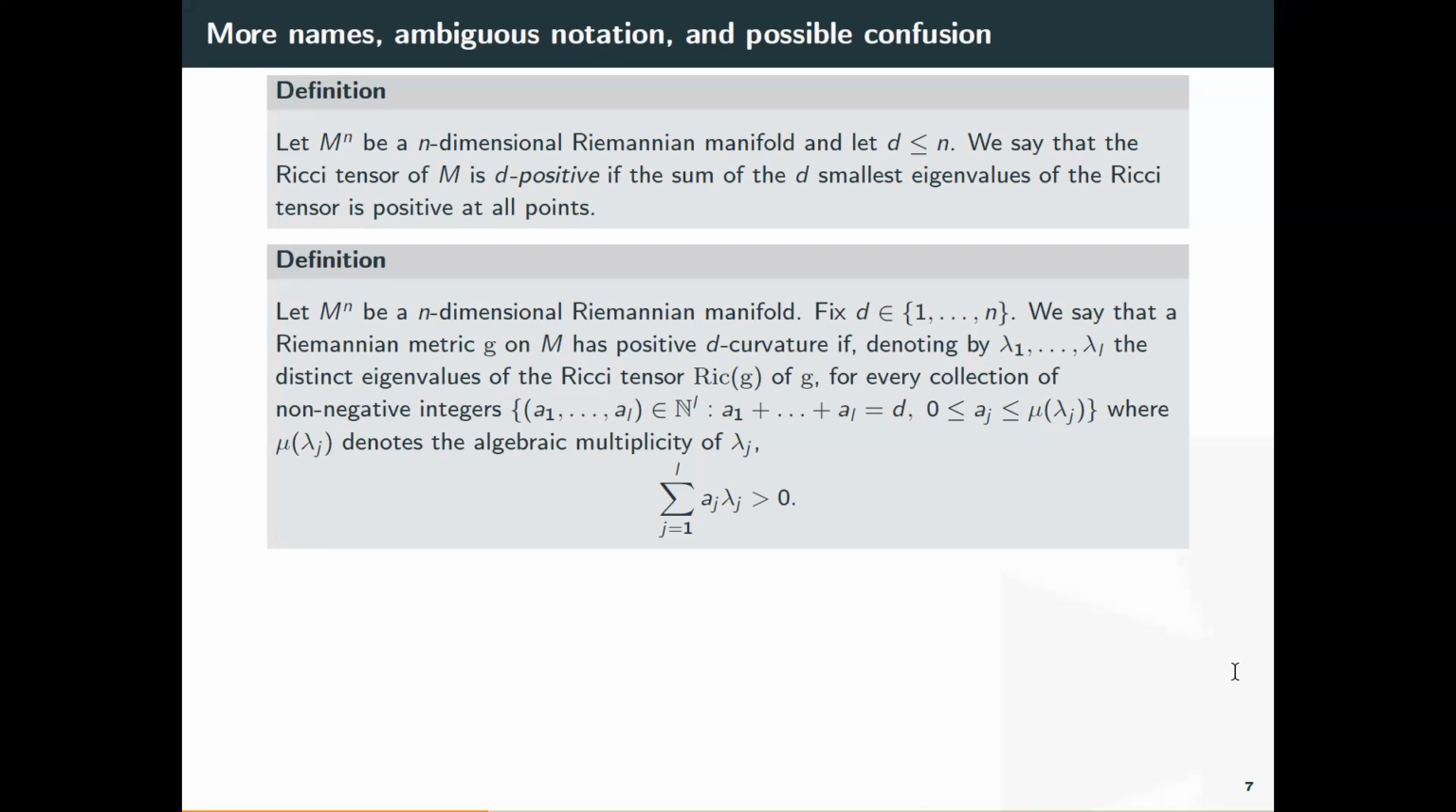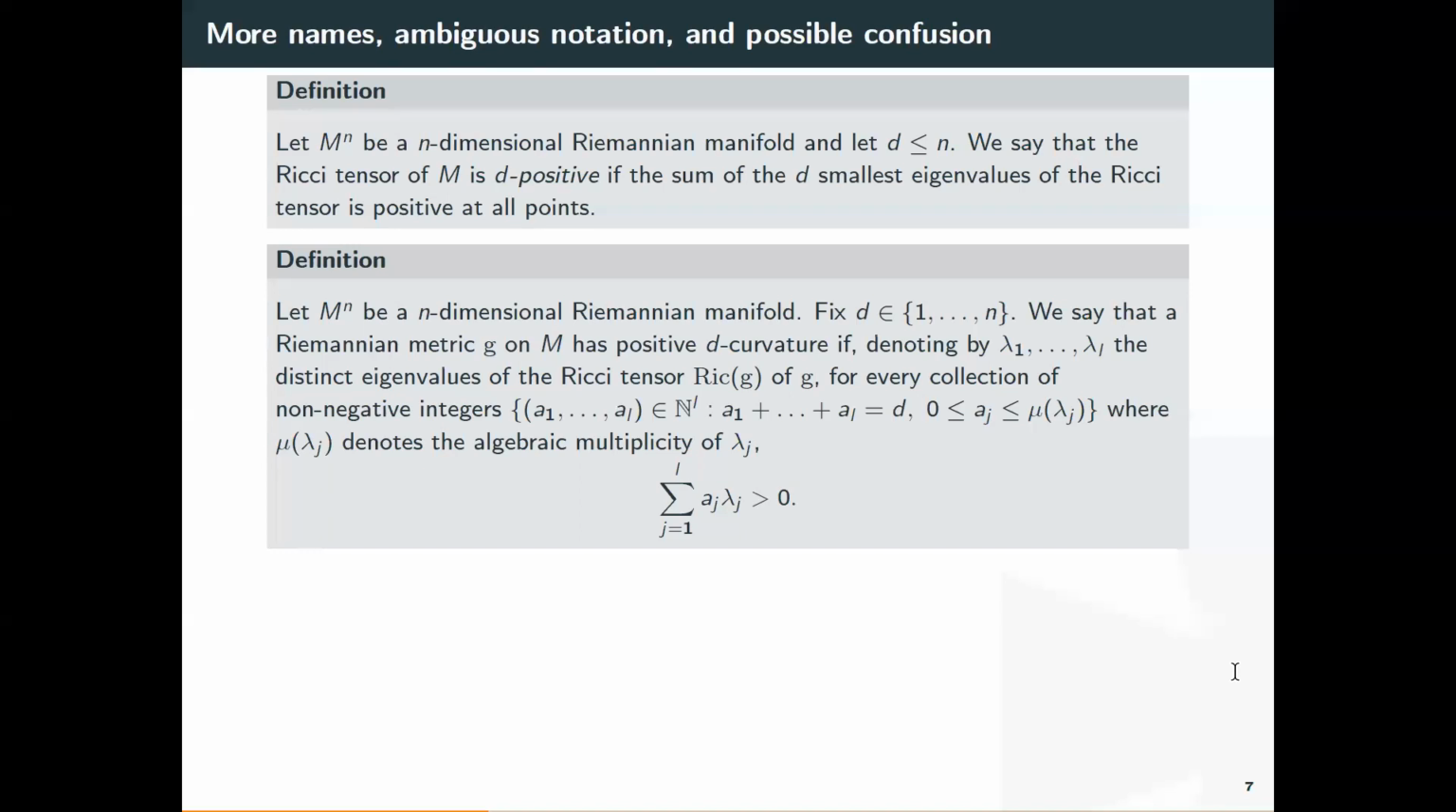We have an n-dimensional Riemannian manifold. We pick some D from 1 to n. And we say that the Riemannian metric on M has positive D curvature. Observe the difference, avoid the confusion. The intermediate positive Ricci curvature was the notion that we had already understood, about picking D+1 vectors at each point.